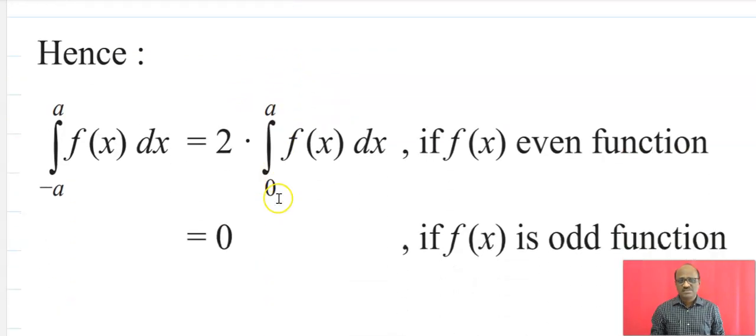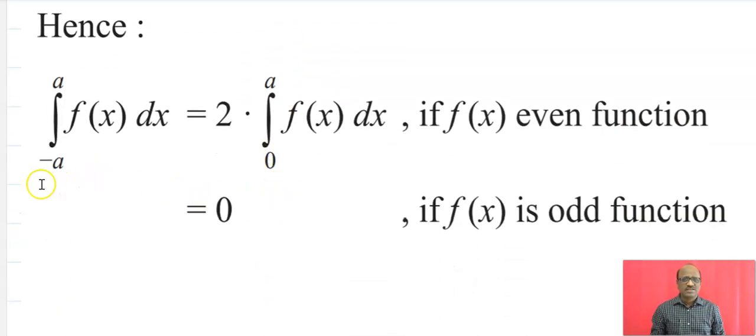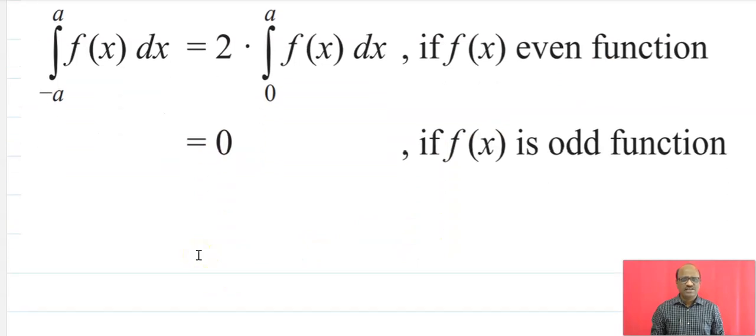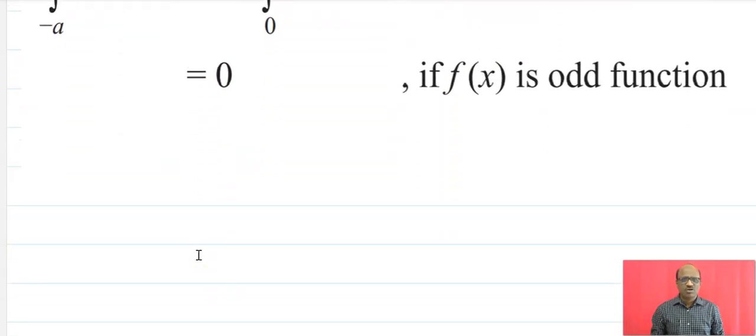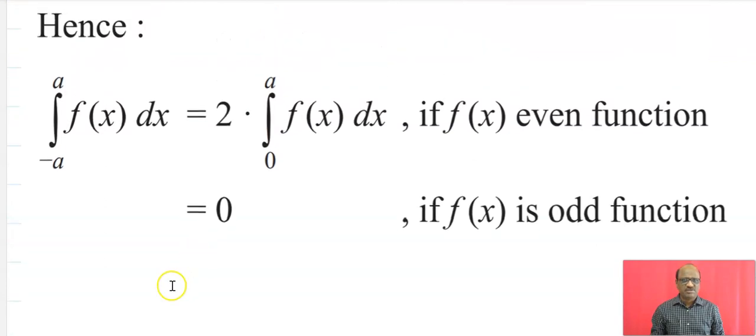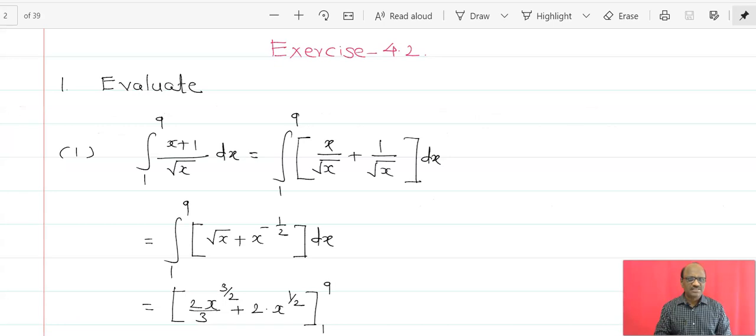And hence this property is very important, that is, the integral from minus a to plus a of f of x dx is equal to 2 times the integral from 0 to a of f of x dx if f of x is an even function, and equal to 0 if f of x is an odd function. And in this way we have completed all the properties of definite integration. Now we'll start exercise 4.2.